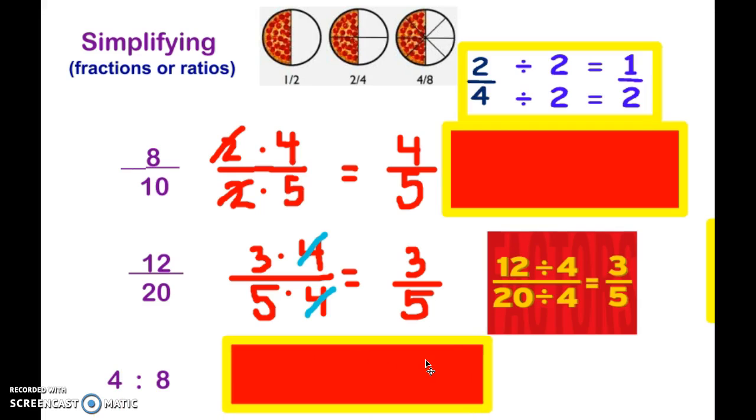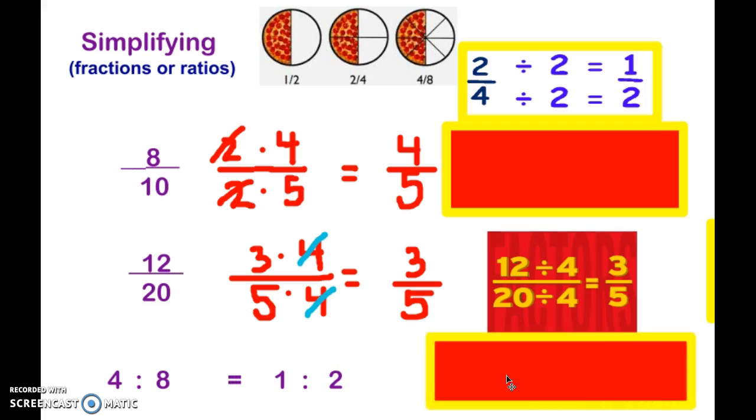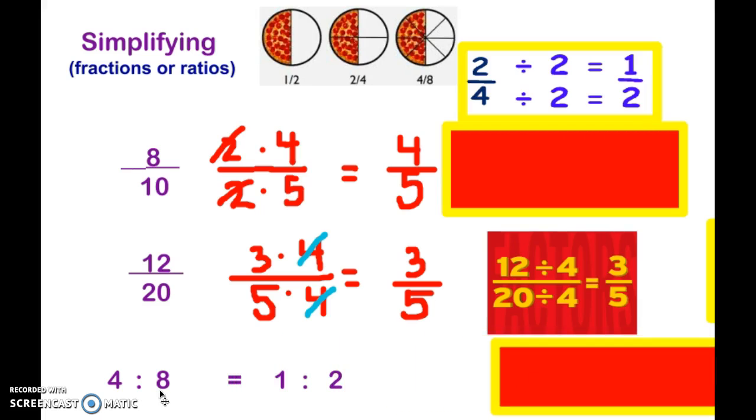And finally, you might sometimes write it like this. 4 is to 8 as 1 is to 2.